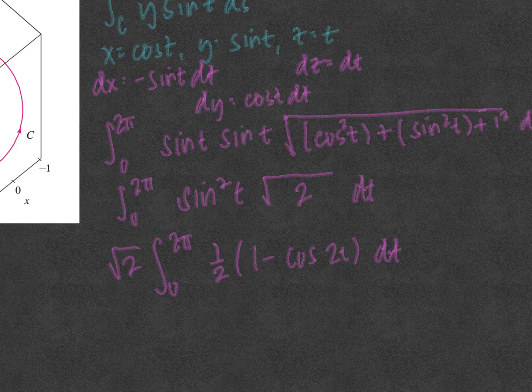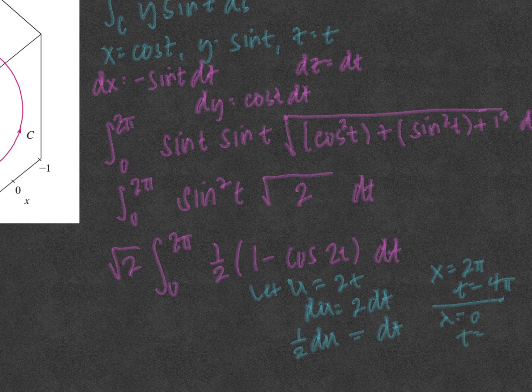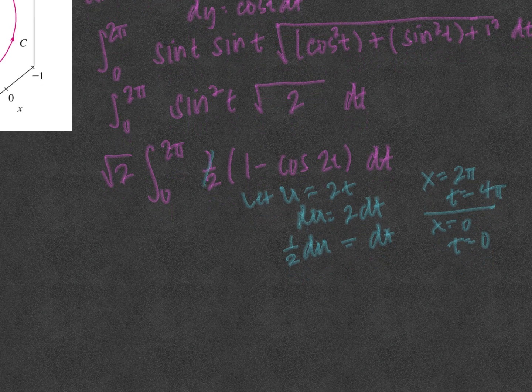Now I'm going to use u sub. Some of you skip those steps, but when I do, I always make a mistake. So I'm going to let u equal 2t. So du equals 2 dt. So dt equals 1/2 du. And then we need to change bounds. So when x equals 2 pi, t equals 4 pi. When x equals 0, t equals 0. So we have, let's pull this 1/2 out here. So we have square root of 2 over 2, and our bounds are 0 to 4 pi.